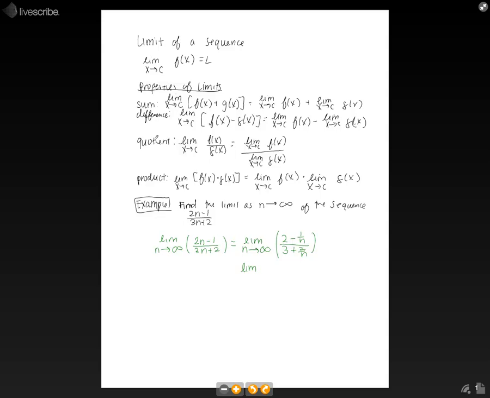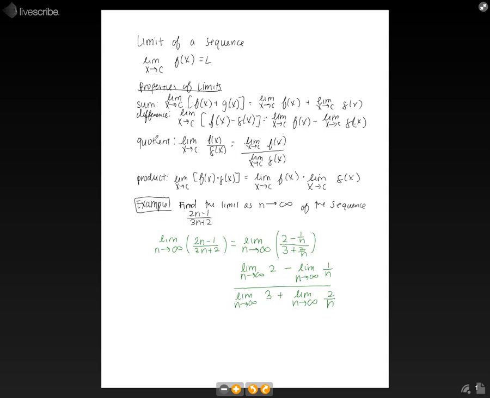So using our properties, this will look like the limit as n approaches infinity of 2 minus the limit as n approaches infinity of 1 over n. So we've broken up the top. That's going to be over the limit as n approaches infinity of 3 plus the limit as n approaches infinity of 2 over n.